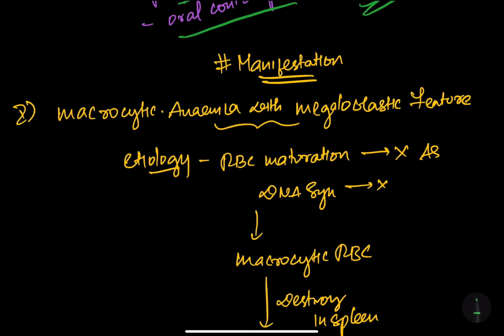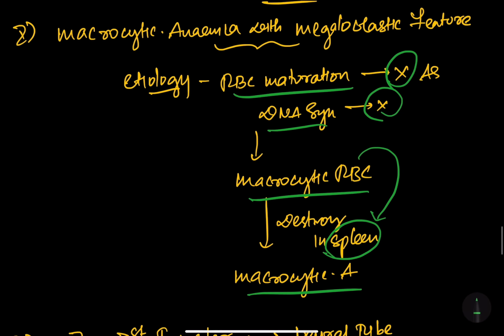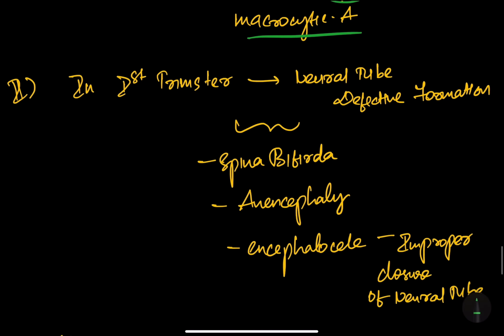The reason: RBC maturation does not occur because DNA synthesis does not take place. That leads to macrocytic RBCs, and these abnormal RBCs get destroyed in the spleen. That leads to macrocytic anemia with megaloblastic features. Very important, megaloblastic features. In the first trimester of pregnancy, folic acid is deficient.